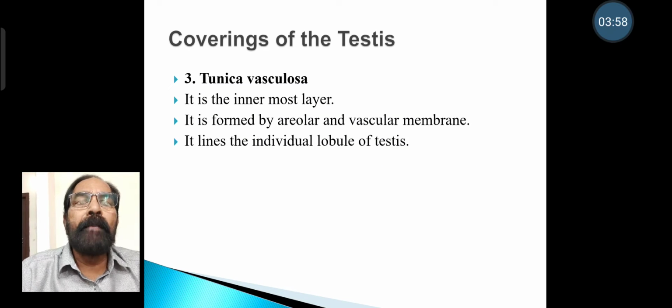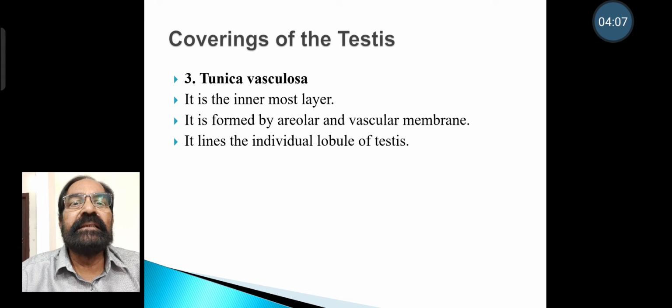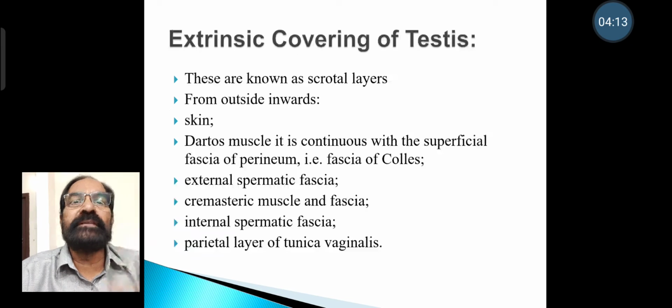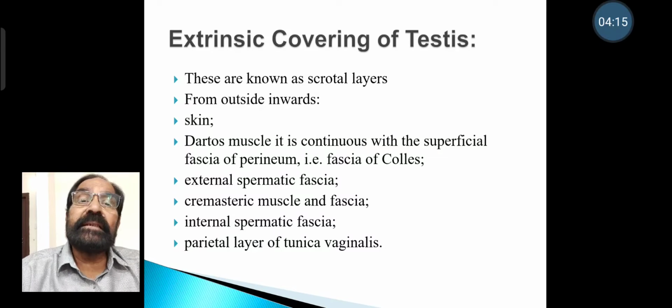Tunica vasculosa. It is the innermost layer. It is formed by areolar and vascular membrane. It lines the individual lobule of the testis. Extrinsic coverings of the testis. These are known as scrotal layers.